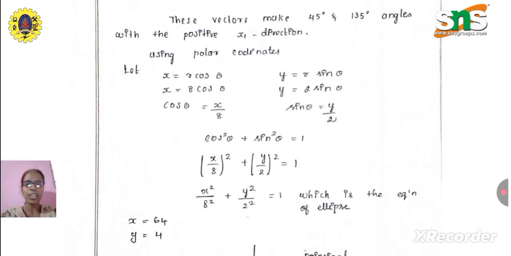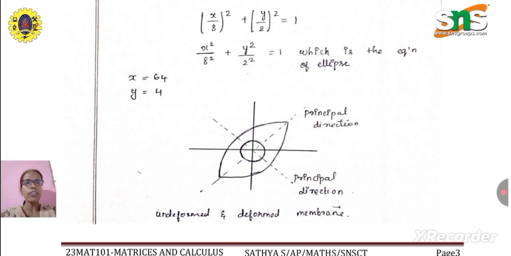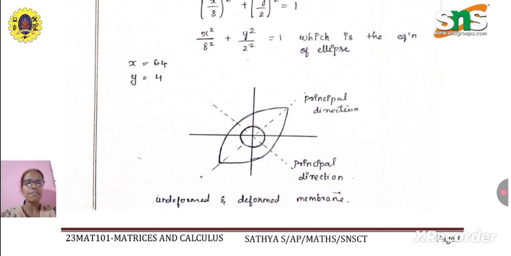Finally, we are going to get the equation of the form x square by 8 square plus y square by 2 square equal to 1, which is the equation of an ellipse. Okay, the equation of an ellipse we already know, which is x square by a square plus y square by b square equal to 1. Okay, the next thing is, yes, we need to make the direction. So here x is what? 64. Just find the square of the denominator. 8 square is 64. 2 square is 4. So approximately you can form the direction.